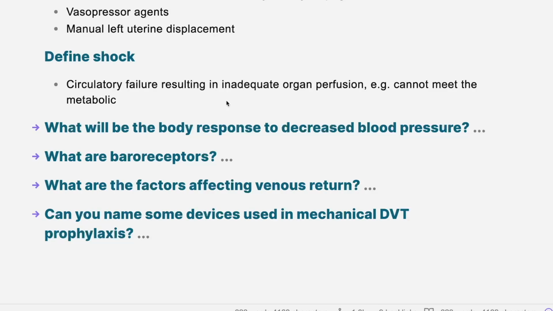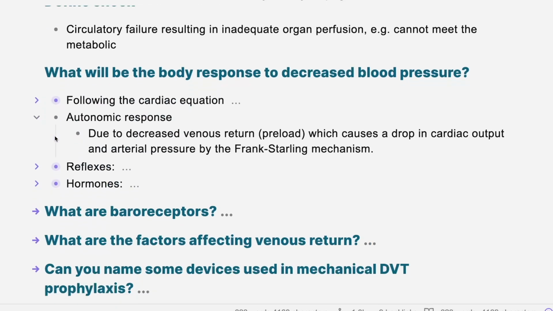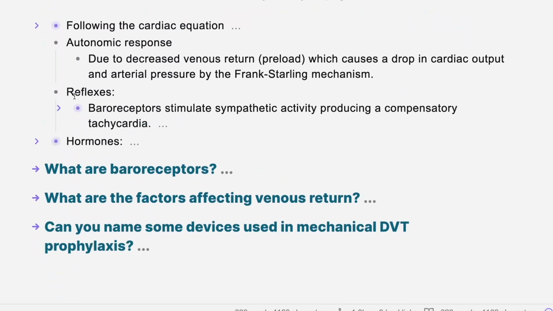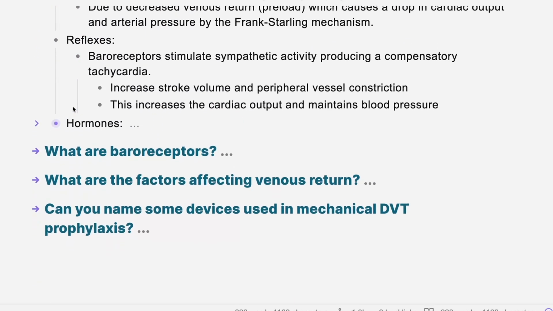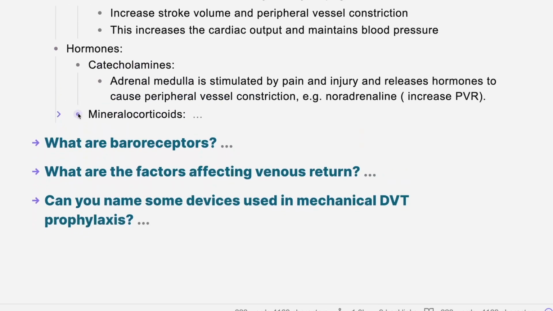So with arterial dilatation or vasodilation, these receptors will be activated and lead to a stimulation of the Hering nerve, and this will lead to again constriction, or increasing the sympathetic activity. We have the autonomic response, reflexes, which are the baroreceptors or mechanoreceptors, and also hormones such as catecholamines and mineralocorticoid.